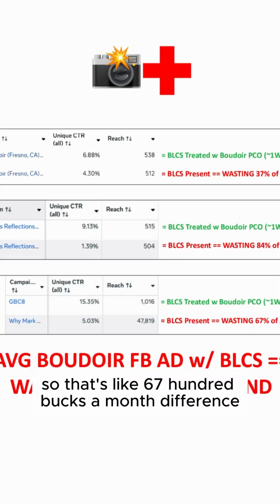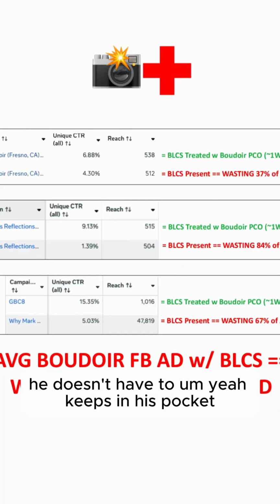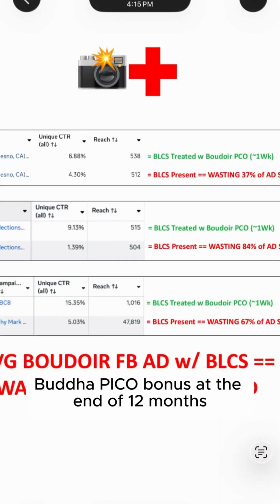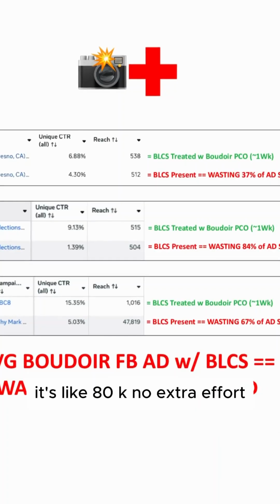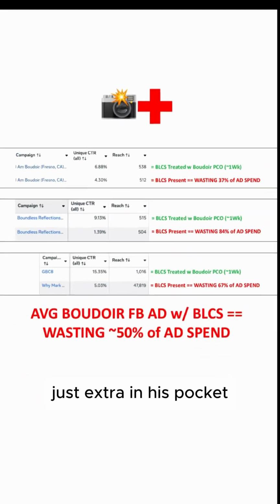So that's like $6,700 a month difference that he doesn't have to spend. It's back in his pocket. He keeps it in his pocket. It's like a phantom bonus, a phantom profit bonus, a Boudoir Pico bonus. At the end of 12 months, it's like 80K. No extra effort, no extra servicing of other clients, just extra in his pocket.